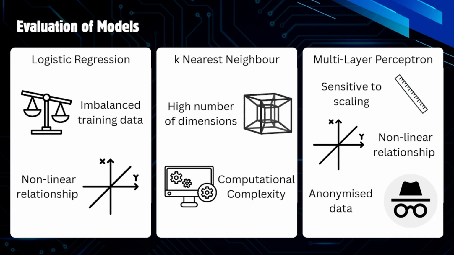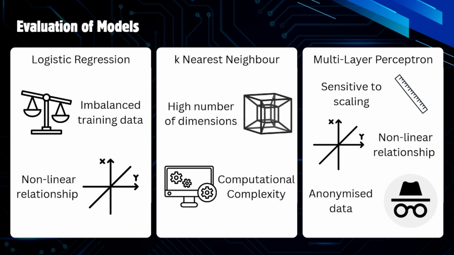Now, moving on to our model evaluation. For logistic regression, the lower metric score can be explained by 2 factors. First, the imbalanced dataset. With roughly a 3-to-1 ratio of non-defaulters to defaulters, this allows the model to achieve a high overall accuracy simply by predicting the majority class. Second, logistic regression struggles to capture non-linear relationships between features, which limits its predictive power.